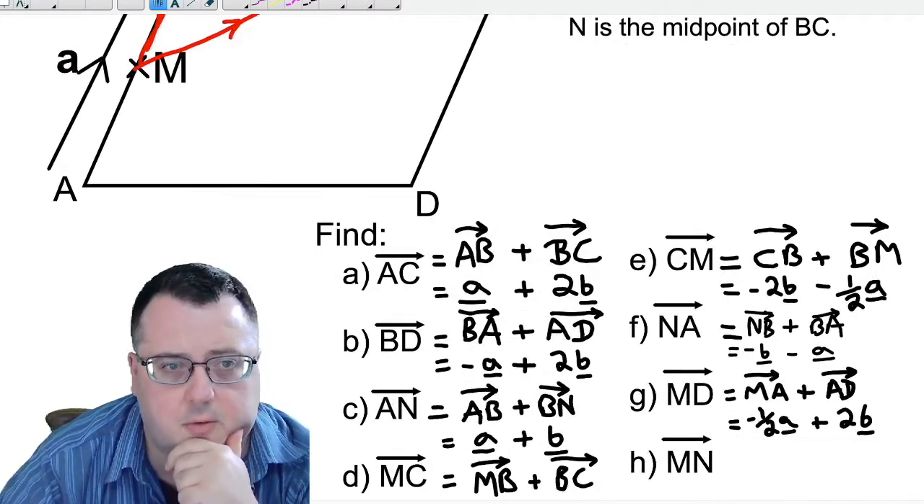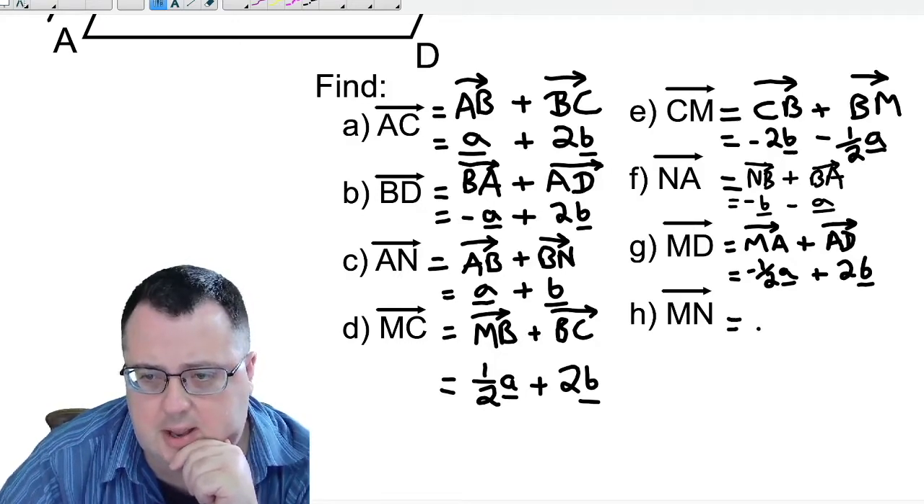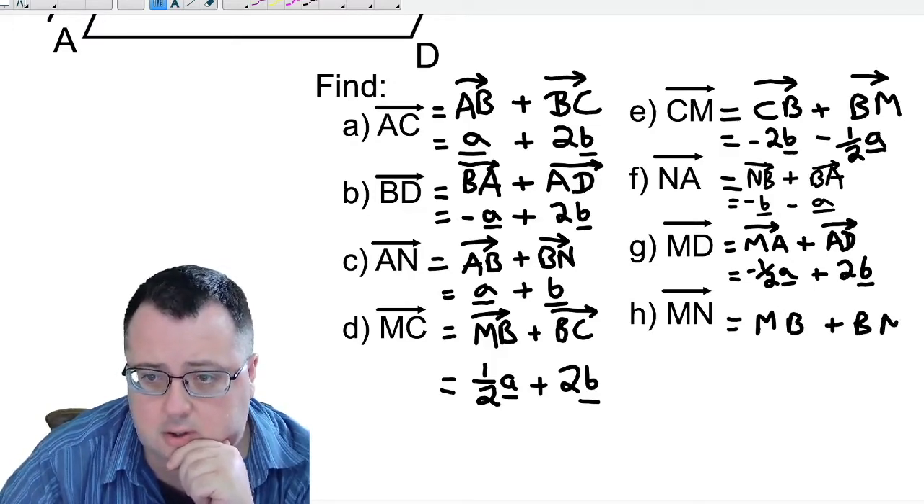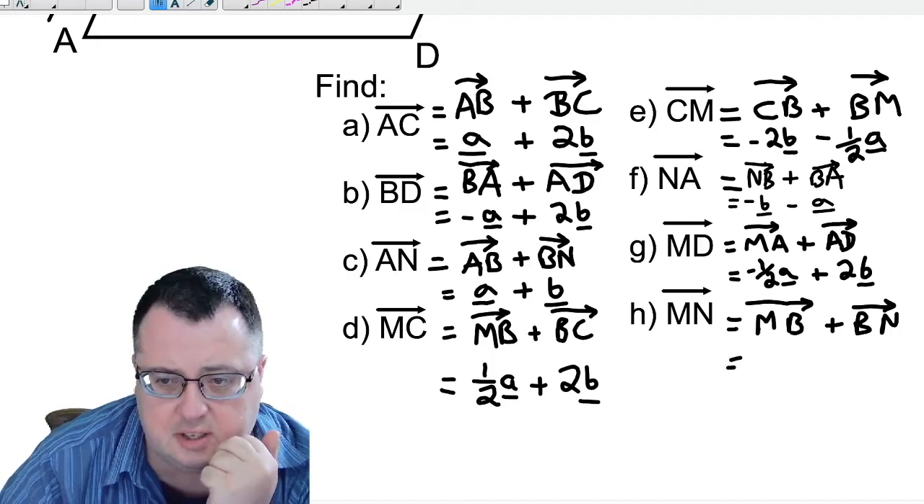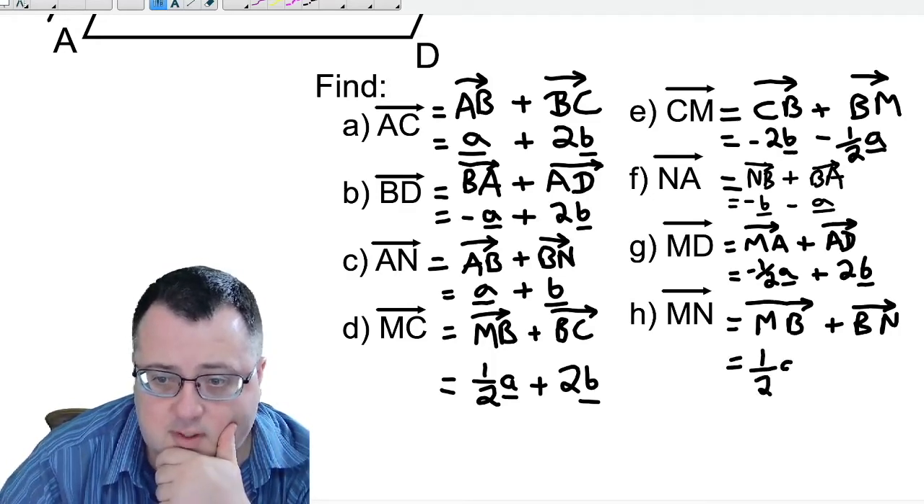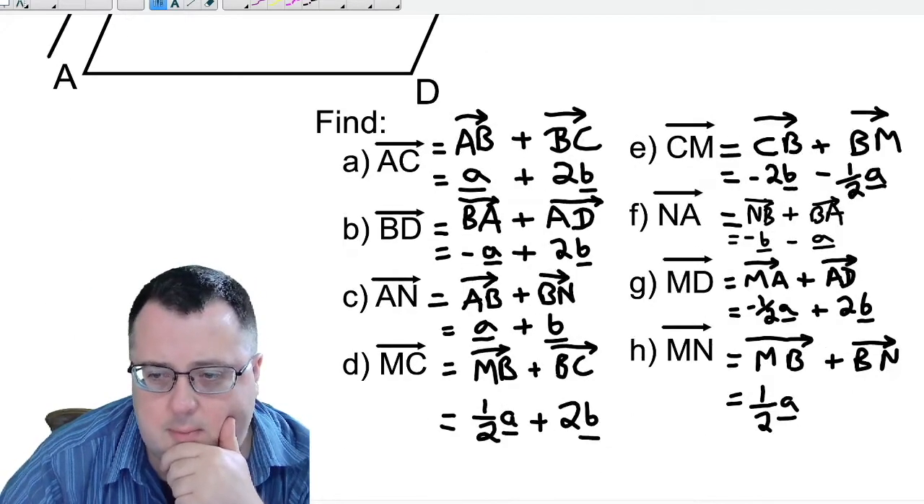So notice I'm going to write the correct notation down. So it's going to be M to B plus B to N. It's always good to spell out what you're doing. M to B is a half A. Is that okay? And B to N would be B.